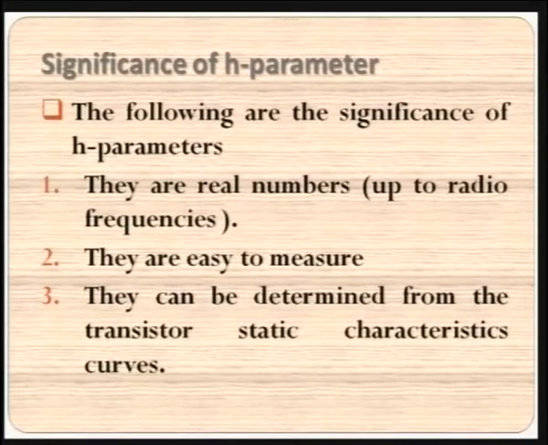I would like to highlight two important features. One, the main advantage of using H parameters is the third point which I have shown: they can be determined from the transistor static characteristic curves. We need not do anything else further to find out the H parameters. We have learned how to draw the characteristic curves for the transistor, namely the input characteristics and the output characteristics, and how to draw some of the information from the characteristic curves. That we have learned elaborately.